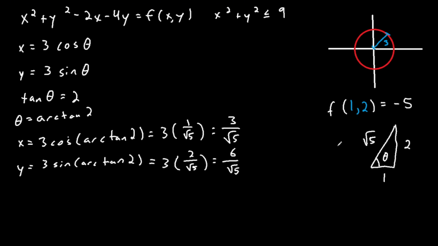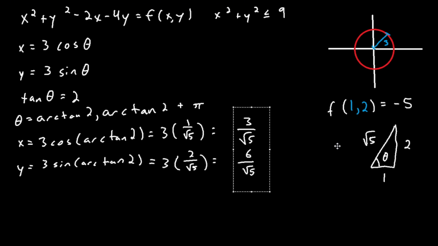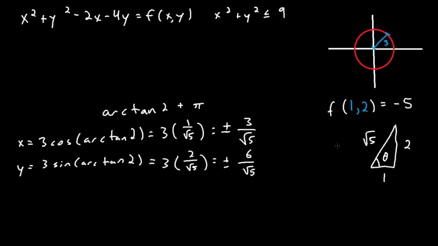Here's the strange thing about tangent values. In quadrant 1, the values of tangent are equal to quadrant 3. So theta is not only arctan of 2, but arctan of 2 plus pi radians. And if you wanted to solve for that, this is simply plus or minus for our current answers here.